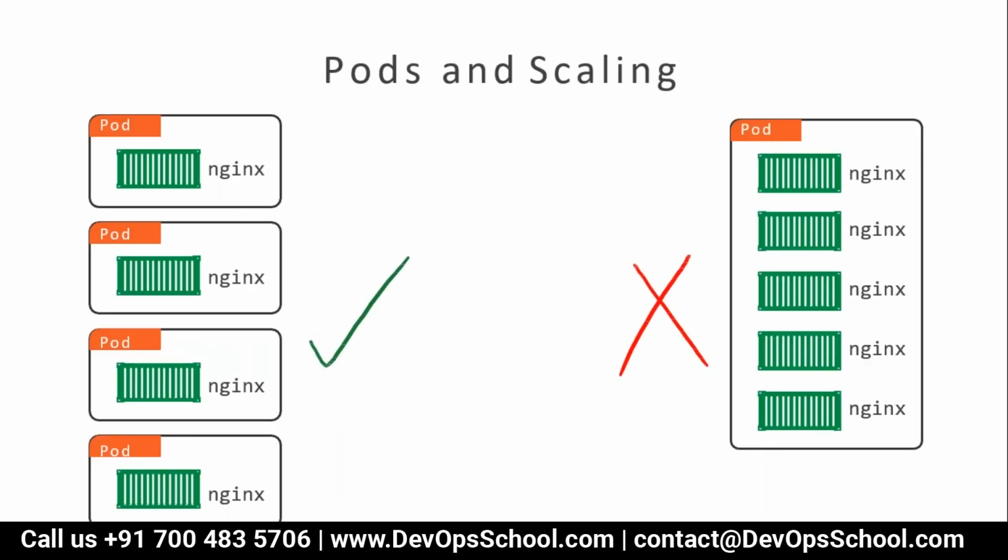See here, there is one pod with one Nginx container on the left side, and on the right side one pod with 5 Nginx containers. So 5 Nginx containers is wrong. One Nginx is right. Why is that so? Anyone has a clue? If one goes down, then there are other pods to manage with. But in this case, tight coupling, if one pod goes down, all containers are within that pod only.